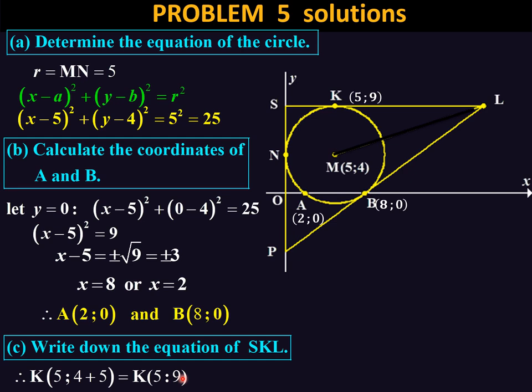Now I can get my equation of SKL. It's a horizontal line, so it'll just have a y value. y is equal to 9. Right? That's where I get the 9 from. It's that 4 plus that 5, exactly the same that I have there.